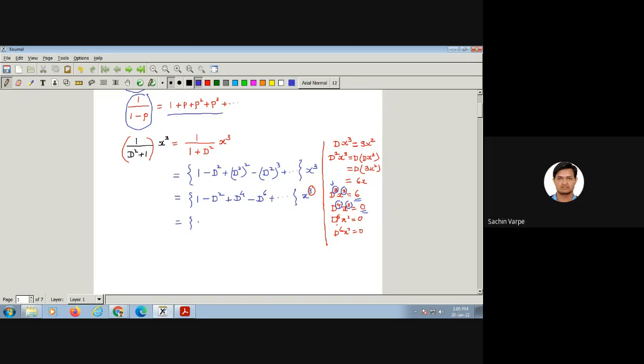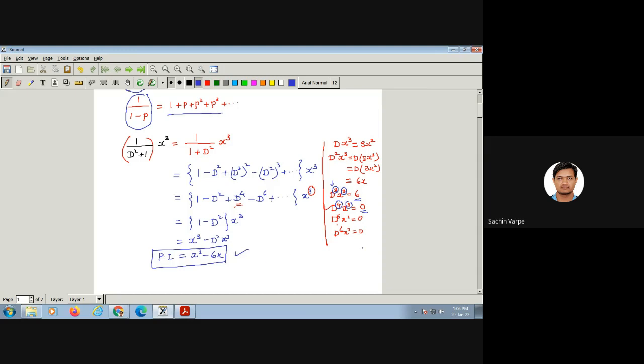Yes, sir. So 1 minus d square, because d raised to 4 of x cube is 0, we have seen just now, and d raised to 6 and further all derivatives. So these are the only terms from the expansion we consider. And when I operate on x cube, it is 1 minus d square of x cube. What is d square of x cube? It is 6x. And this is your particular integral. We have eliminated d completely.